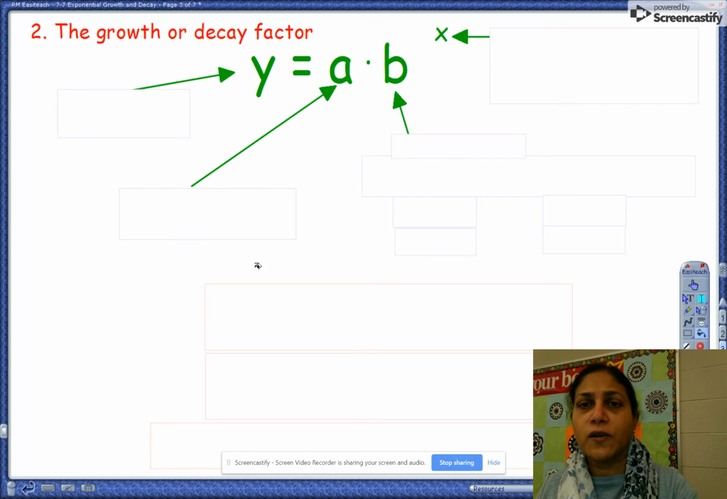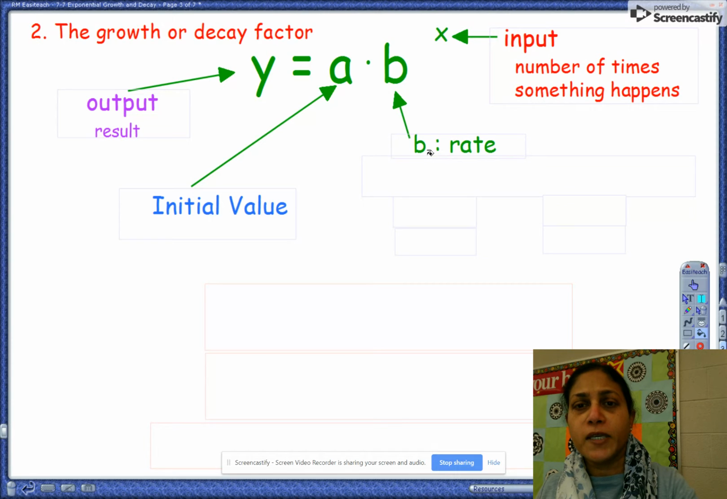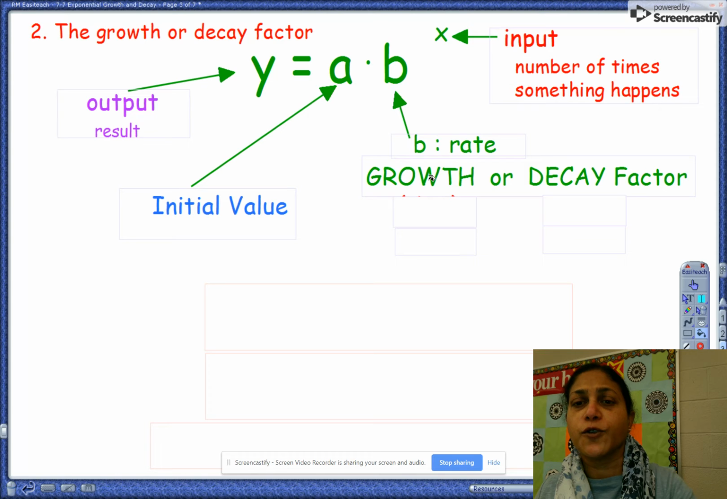So, how do we know if it's a growth or a decay factor? We just want to make sure you understand all of this. Y is the output or the result. X is the input. It's the number of times that something is happening. A is the initial value. B is the rate. And depending on what the rate is, it could be a growth or a decay factor.